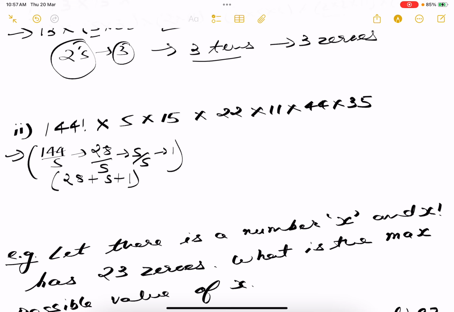Now write the above one: 5 into 3 into 2 into 11 into 11 into 2 into 2 into 11 into 5 into 7.